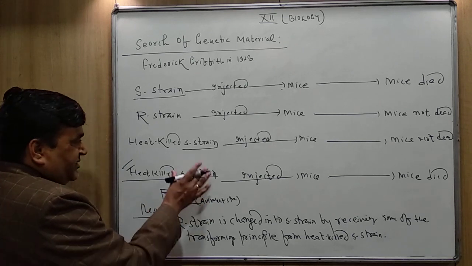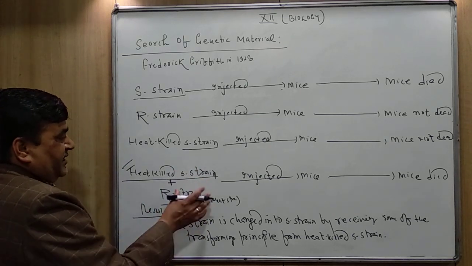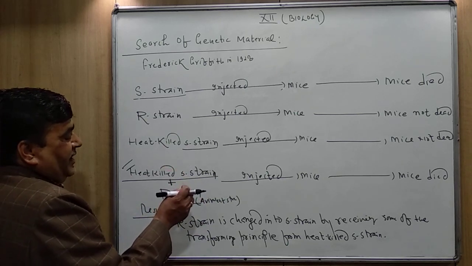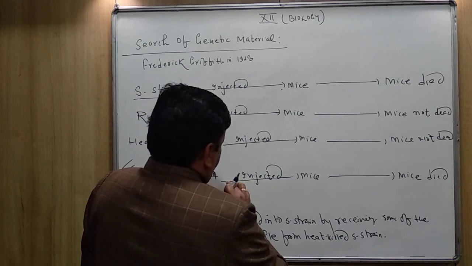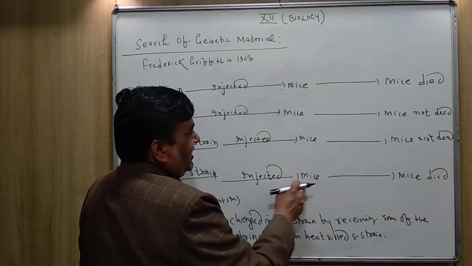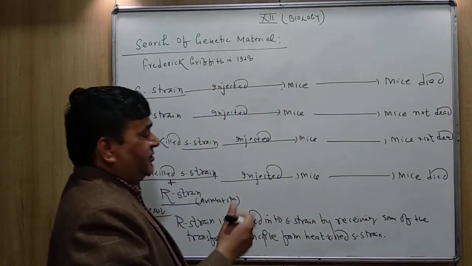And when these two strains were mixed together and the mixture was injected into the mice, the mice died because of pneumonia. How was it possible?